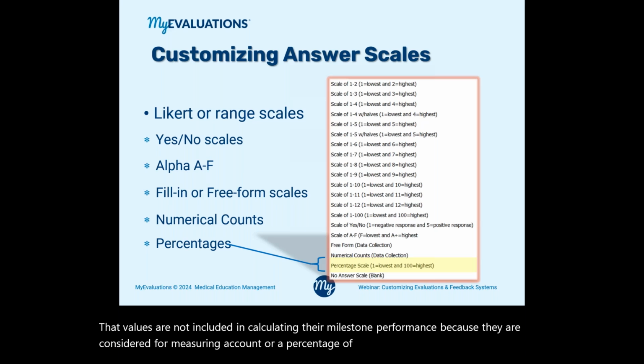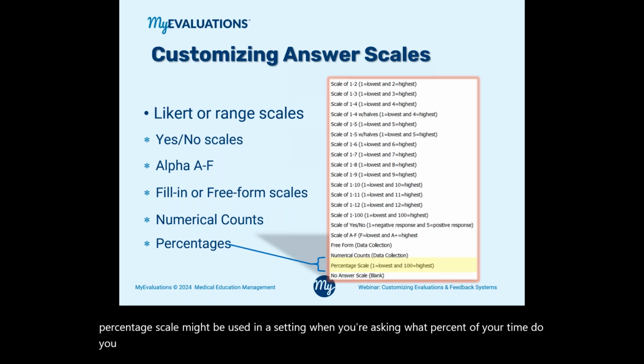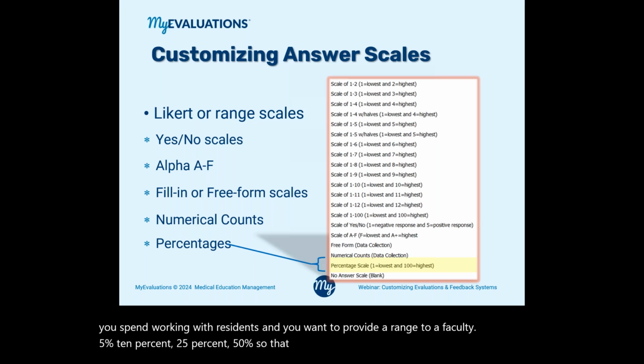So a percentage scale might be used in a setting when you're asking what percent of your time do you spend working with residents, and you want to provide a range to a faculty: 5%, 10%, 25%, 50%. So that would be the purpose of a percentage scale.